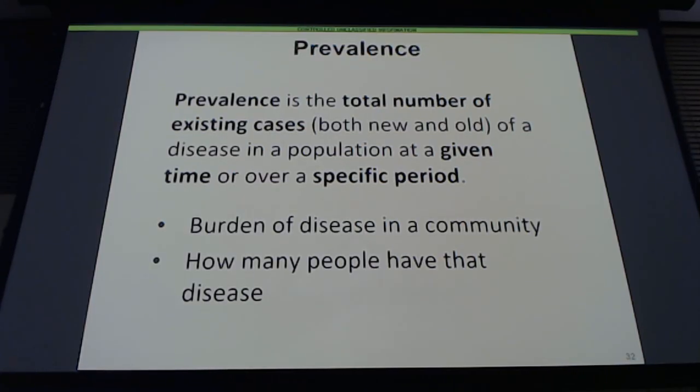Prevalence is the total number of existing cases, both new and old, of a disease in a population at a given time period or over a specific time period. Right? That's where you do point prevalence versus period prevalence. Right? Point prevalence being that specific snapshot, period prevalence being that over time. This tells us the burden of disease in the community. So we discuss at a specific time period and over time.